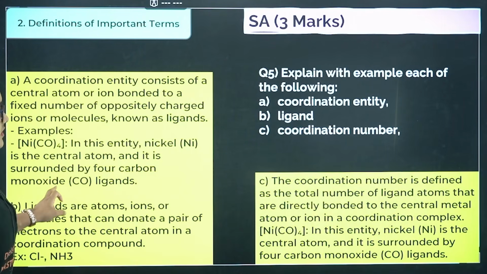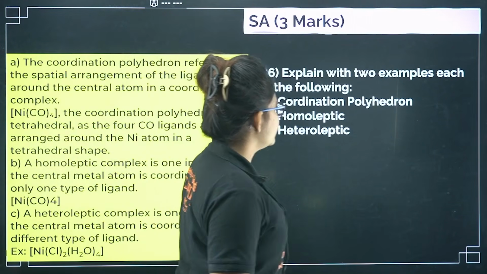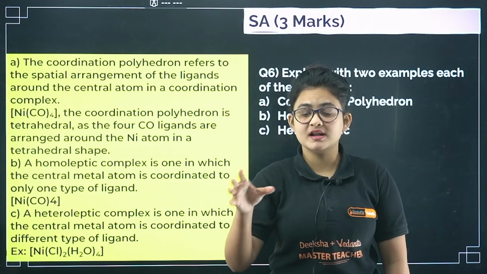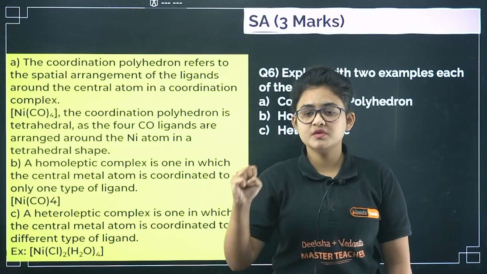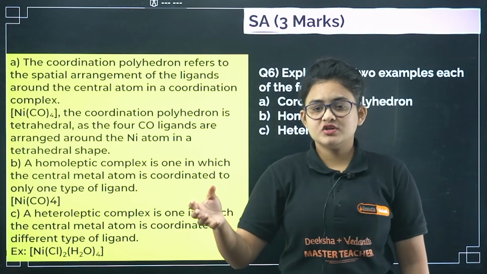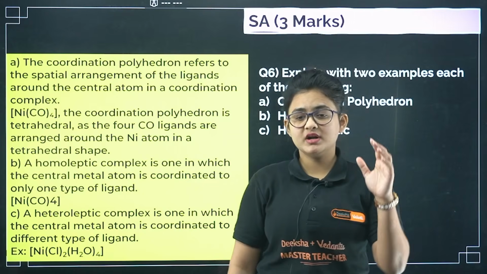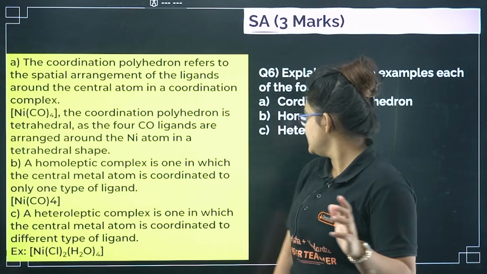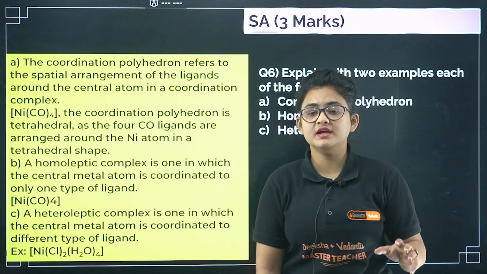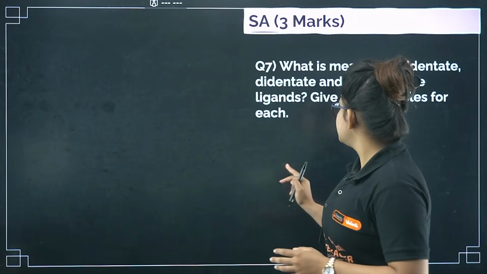Let's proceed. Explain with 2 examples each of the following. Coordination polyhedron: what is a coordination polyhedron? It is basically the spatial arrangement of ligands around the central atom. You can take the example of nickel tetracarbonyl. Next, homoleptic complex: if in the coordination entity you have the same type of ligand, it is called a homoleptic complex. Next is heteroleptic complex: if in the coordination entity you have 2 different types of ligand, you can call it a heteroleptic complex. Examples are given here.